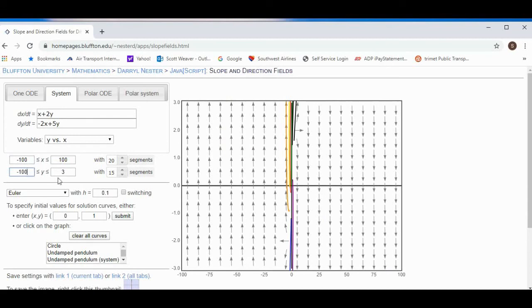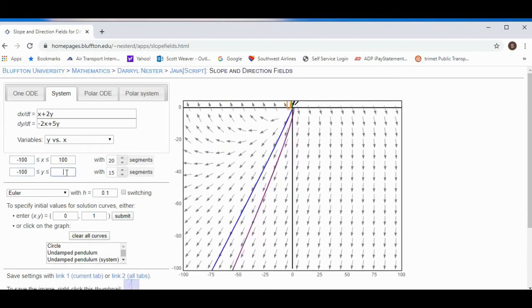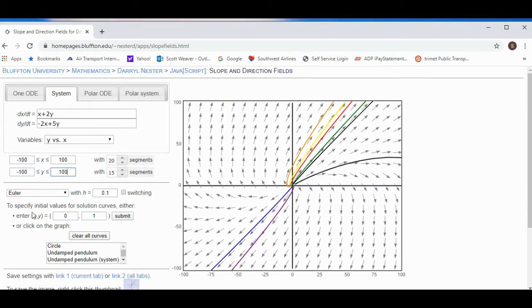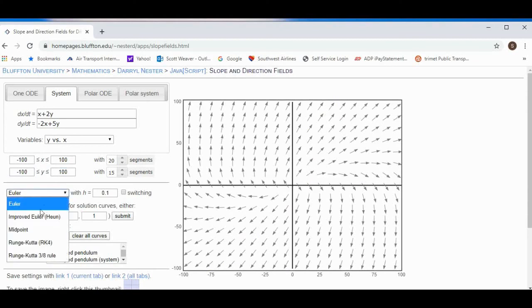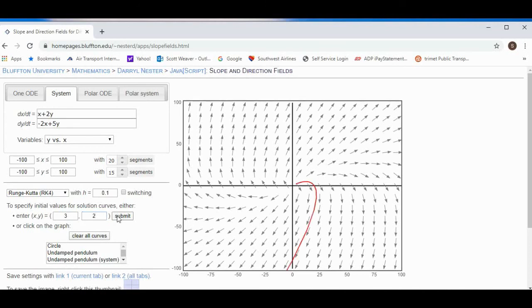I'm just zooming way out here. Let's clear all of these curves, make it a better plotting system, and we'll make it 3, 2. Notice it gets pulled around until it's going parallel to V1.